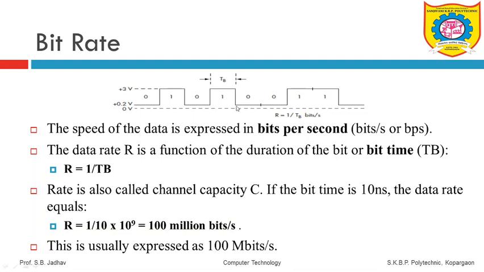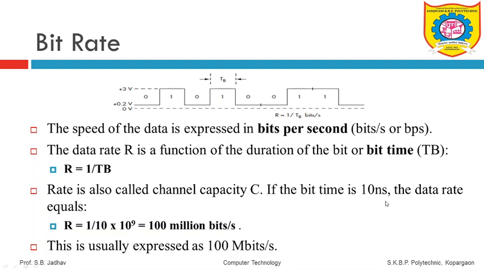For representing a bit 1, suppose it requires a time TB. In that case, the data rate for the signal can be calculated as R equals 1 upon TB. In other words, data rate R is a function of the duration of the bit, or bit time, and the rate is also called the channel capacity.